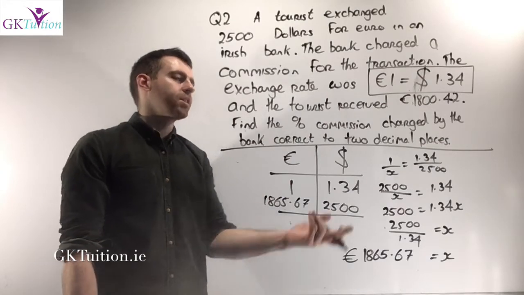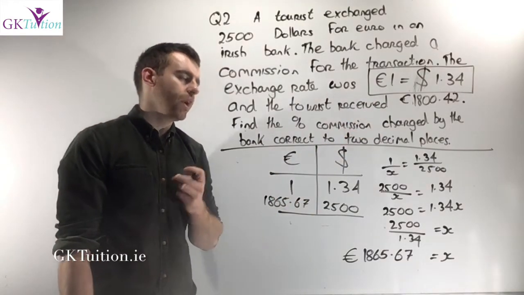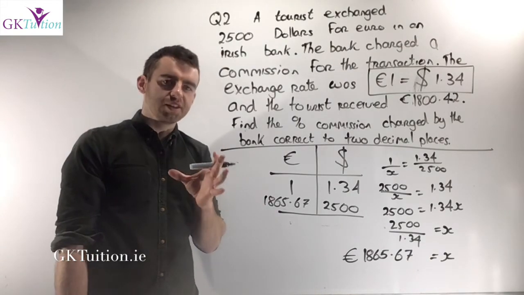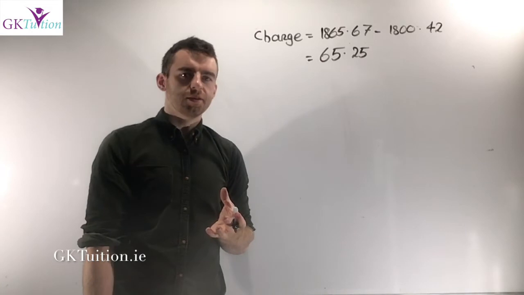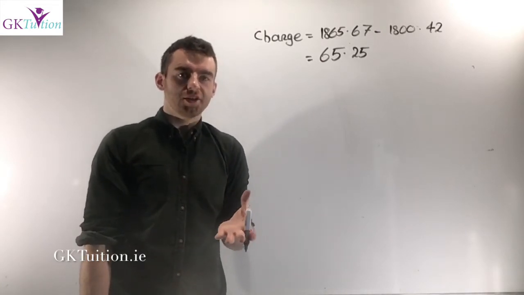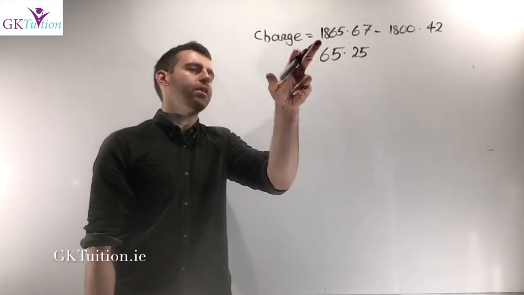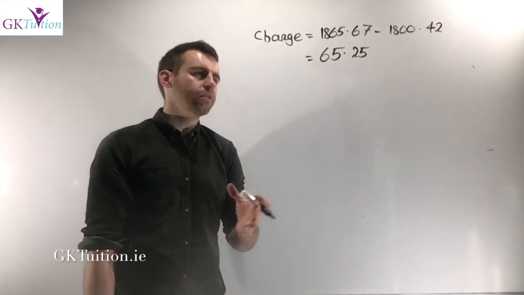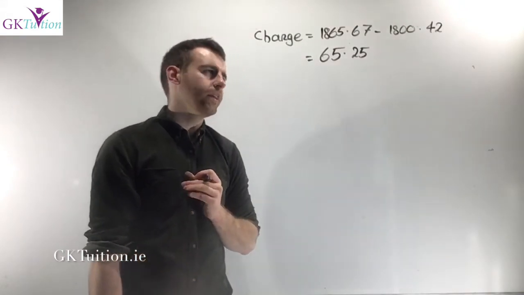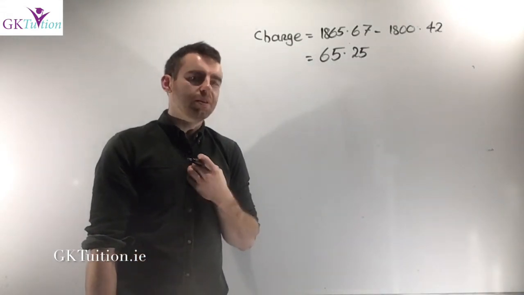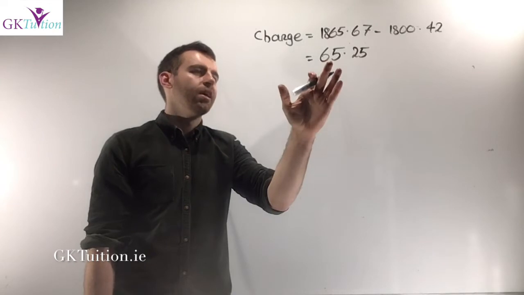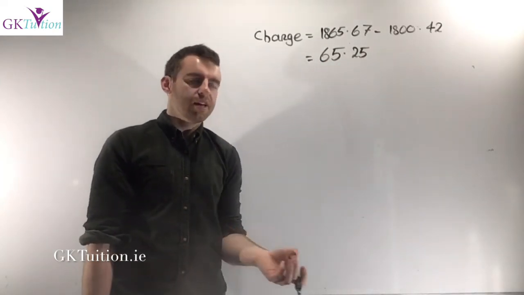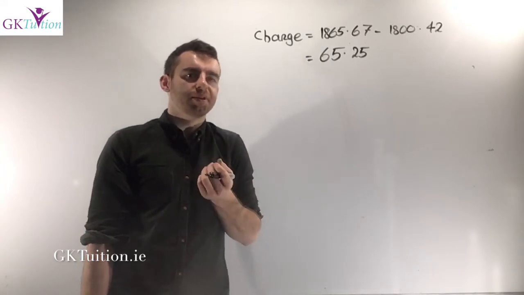But the tourist only actually received €1,800.42. So now I can work out the percentage commission charged. The first thing I need to do is work out how much the bank actually charged the tourist. The tourist should have received €1,865.67, but actually only received €1,800.42, which means that the bank charged the tourist €65.25 for their service.